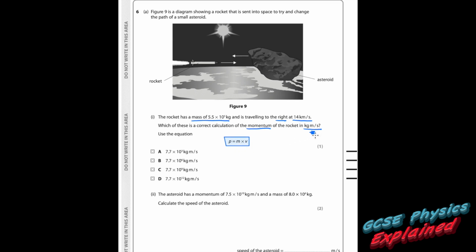Right, they're wanting it in kilograms meters per second, so we're going to have to convert that. So that's 14 times 10 to the 3 meters per second. So they've been a bit sly there. Just watch out for that one. And the answer comes out as 7.7 times 10 to the 9 kilograms meters per second. So the answer is C.